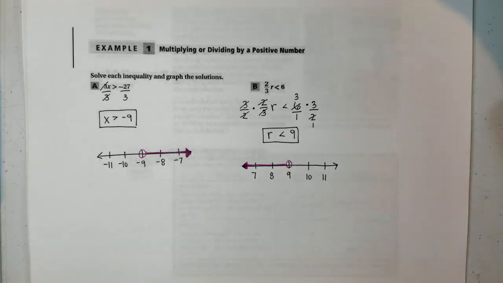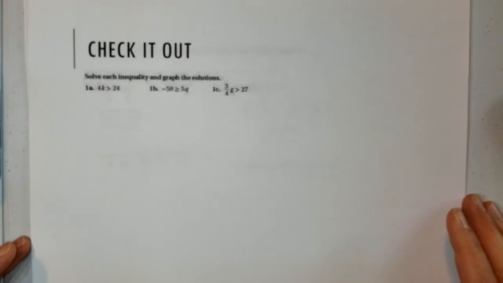That's example 1. There are 3 check it out problems for you to try, so go ahead, take a moment, pause the video, and try these 3 on your own. You're going to solve them and then graph them. Resume the video when you're ready to check your answer.